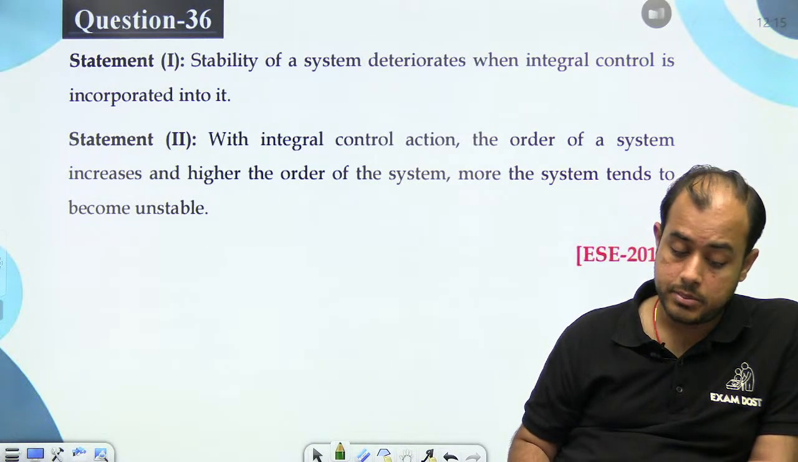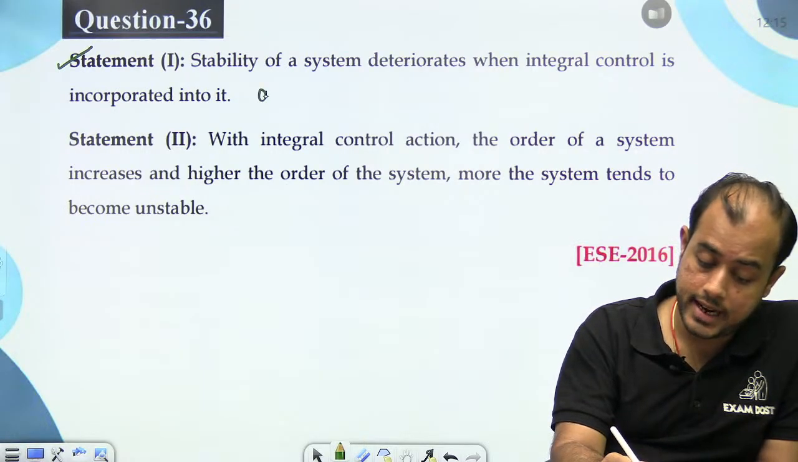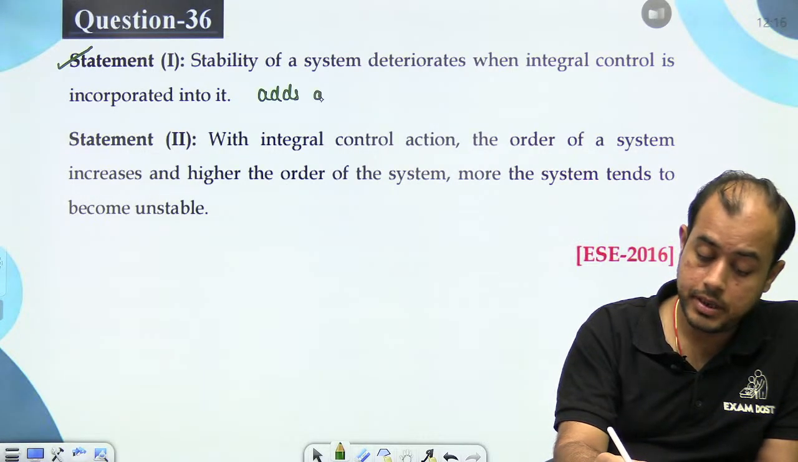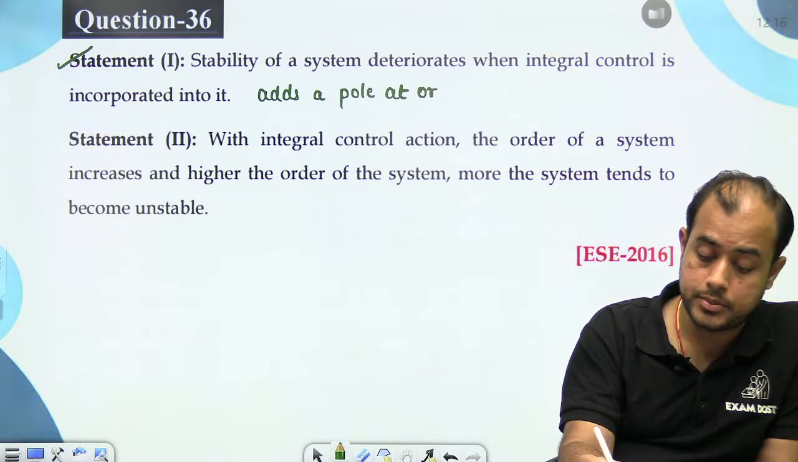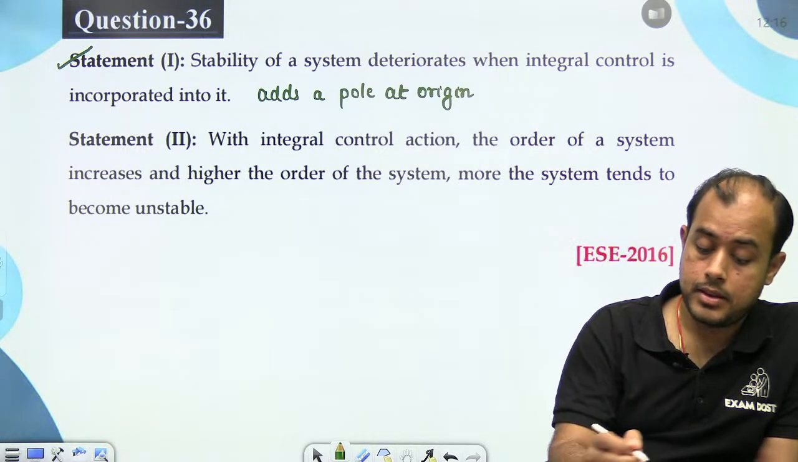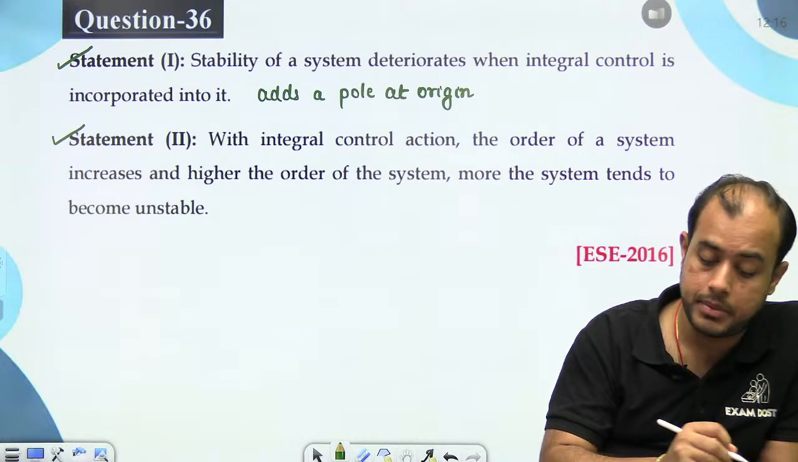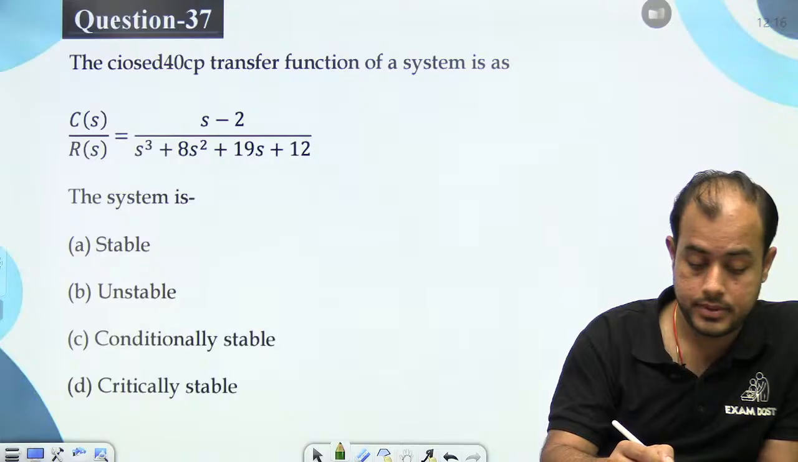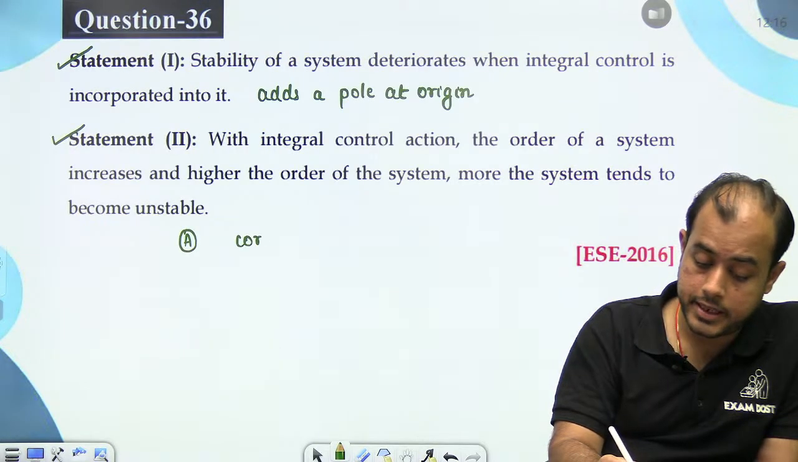Stability of a system deteriorates when integral control is added because the integral controller adds a pole at origin. With integral control, order increases, system tends to become unstable. Yes. So A. Correct explanation.